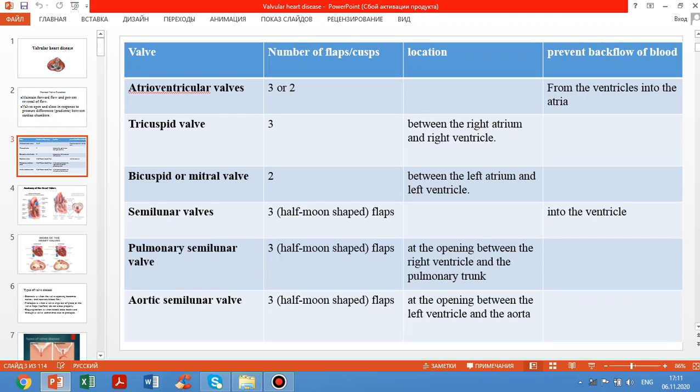Atrioventricular valves are the following: tricuspid valve, located between the right atrium and right ventricle, and bicuspid or mitral valve, located between the left atrium and left ventricle. Semilunar valves: pulmonary semilunar valve, located at the opening between the right ventricle and the pulmonary trunk. Aortic semilunar valve, located at the opening between the left ventricle and the aorta.